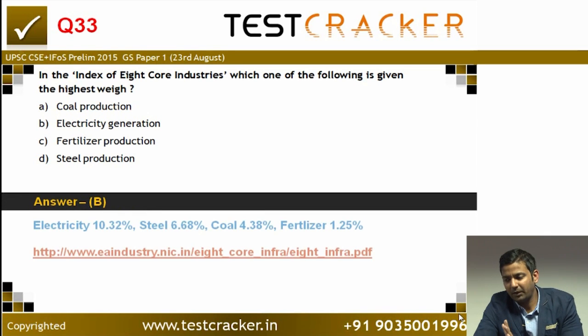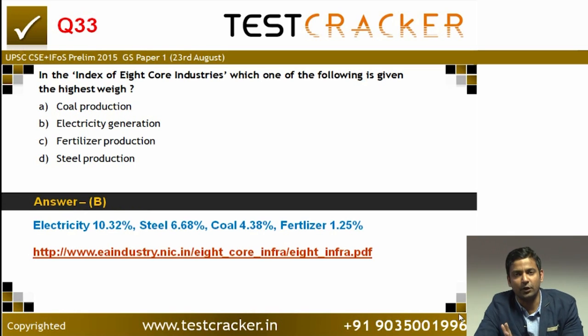The answer here is B. Electricity has the highest weightage in this index of 8 core industries, followed by steel, then coal, and then fertilizer of the given options.